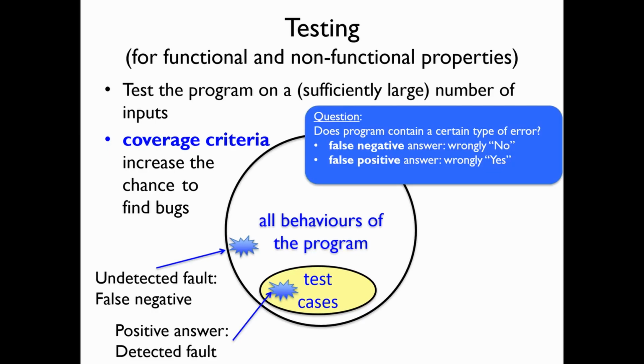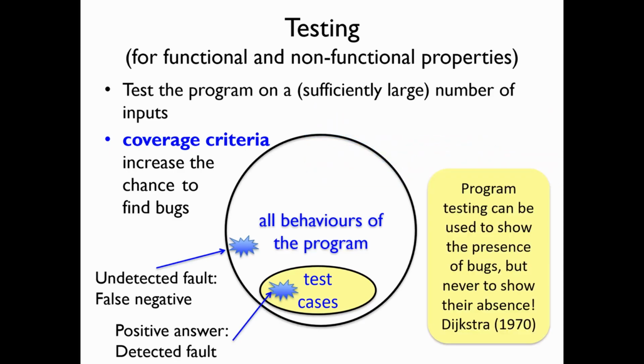Coverage criteria are used to keep the unexplored subset of behaviors as small as possible, and thus the chances for false negatives as small as possible. Still, the old claim of Dijkstra holds: program testing can be used to show the presence of bugs, but never show their absence.